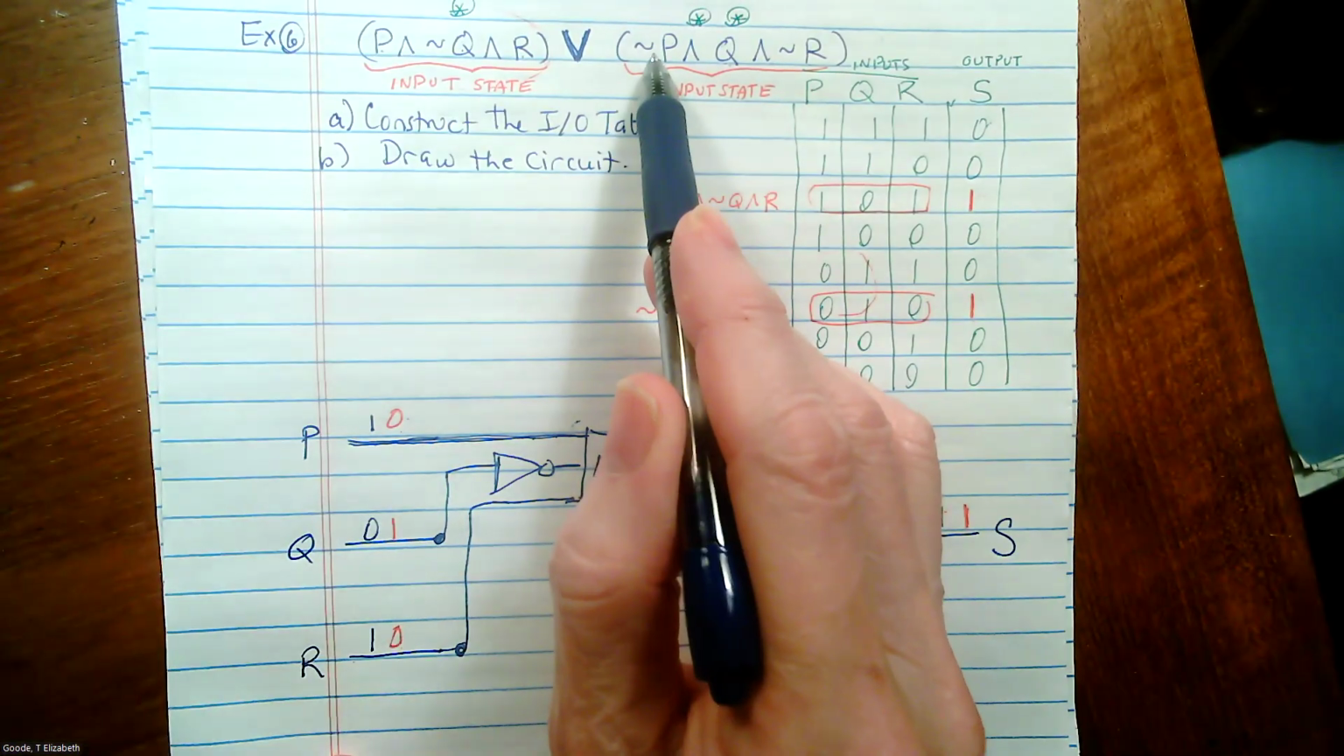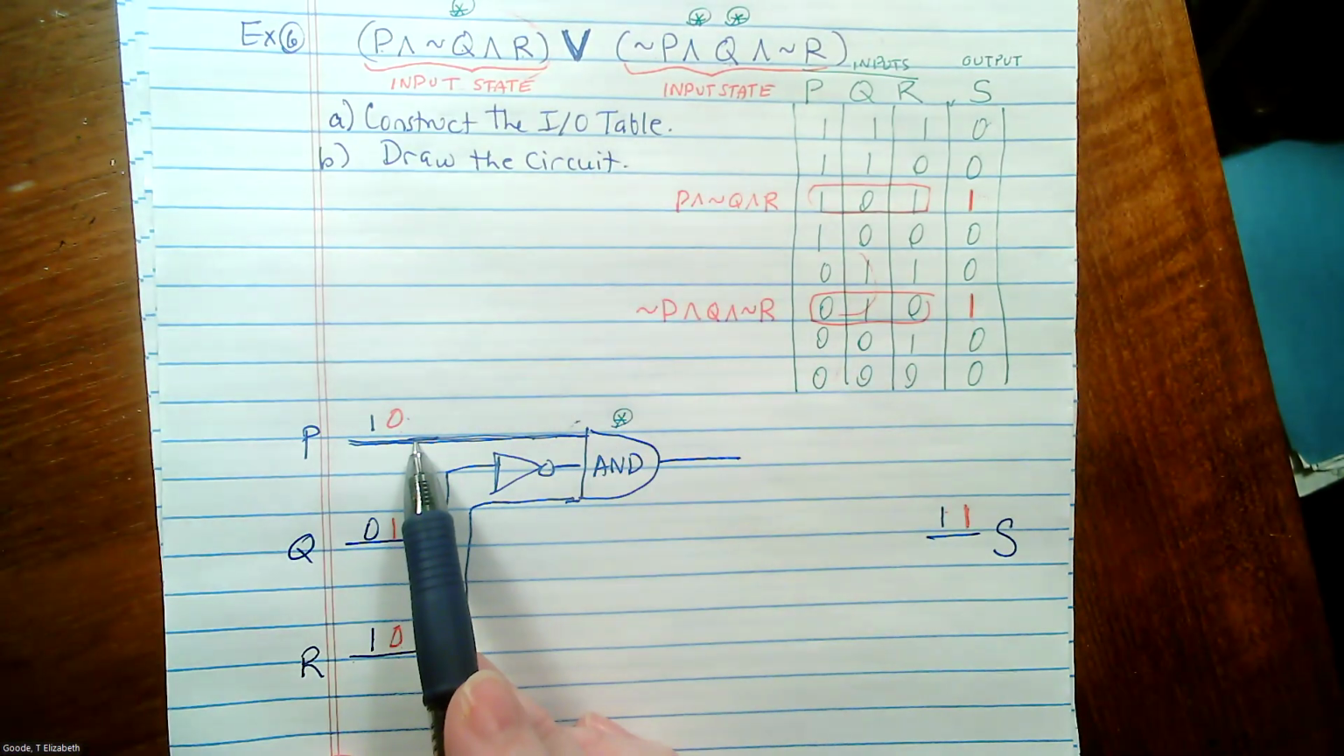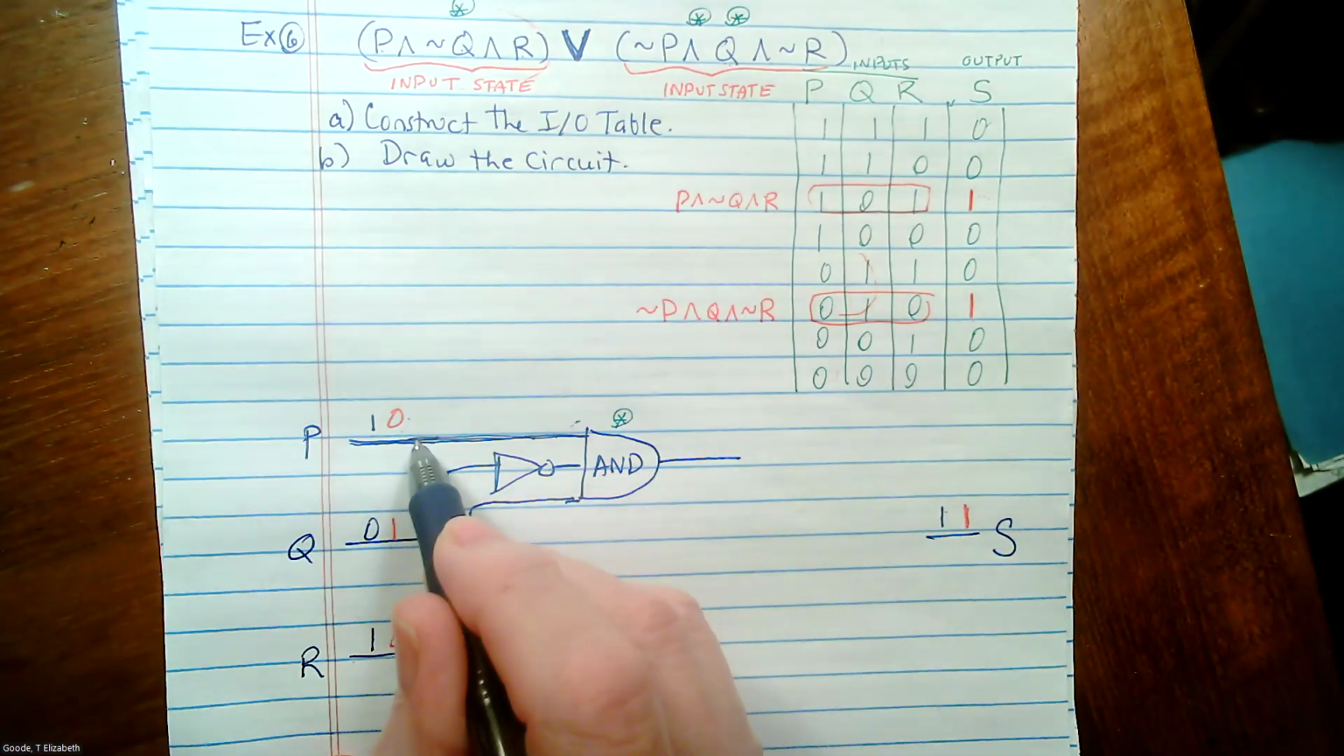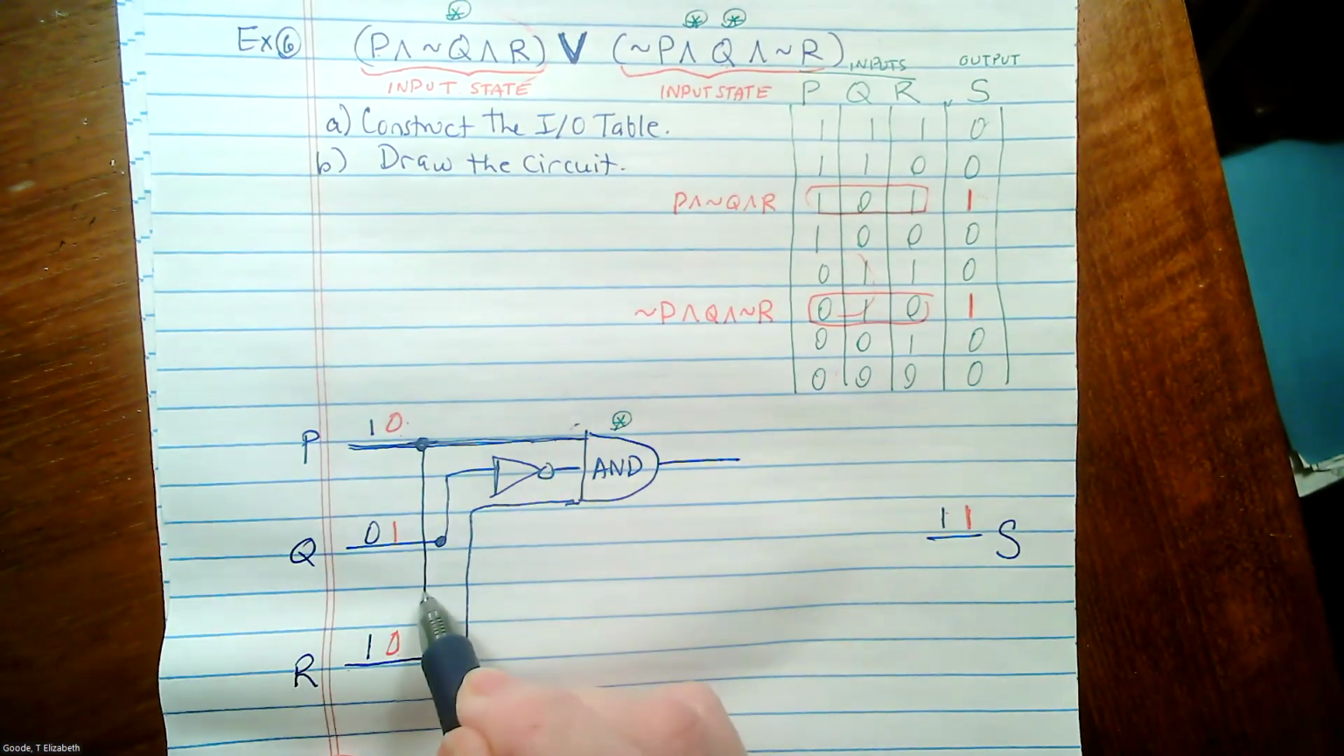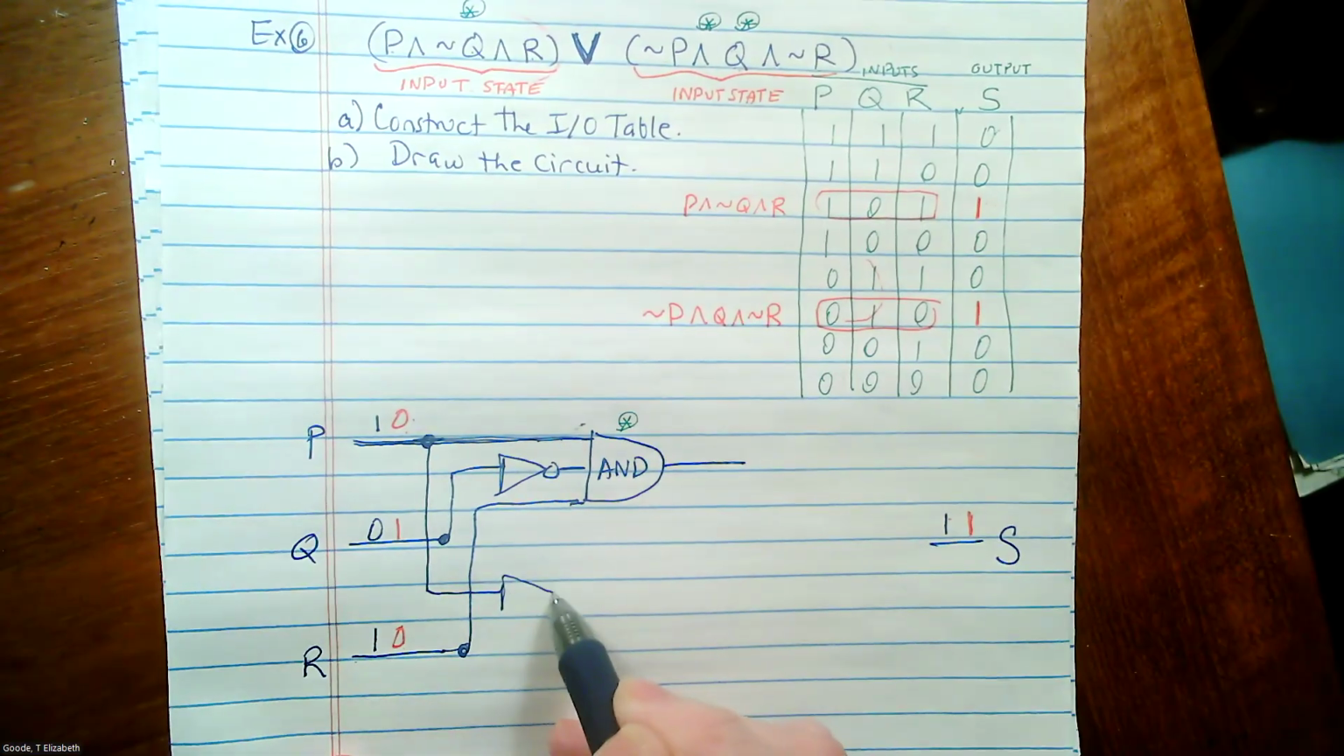It needs a NOT P. Here's the P wire, but we don't have a NOT P, so let's build a NOT P. Let's pull this down, let's bend it, and let's build a NOT P.